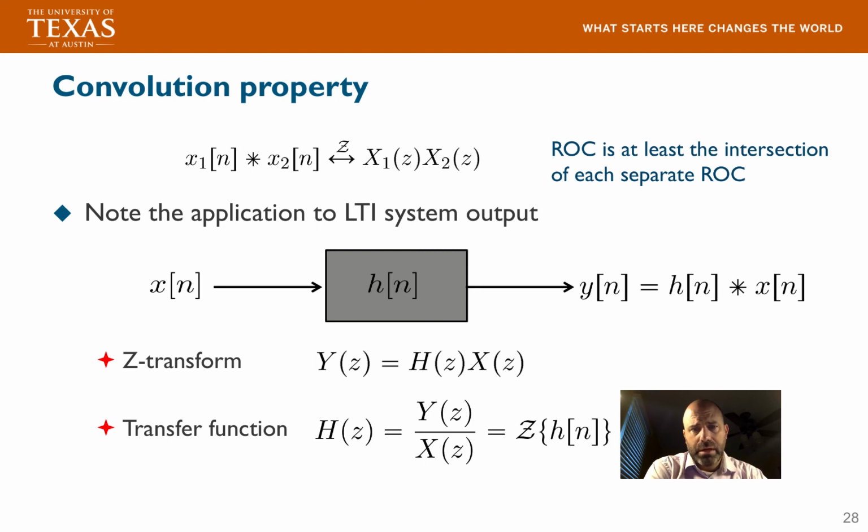That makes sense because the values of z where this converges have to be the values of z where x1 converges and the values of z where x2 converges. Now it's possible you could have a cancellation and the region of convergence could be larger, but the region of convergence won't be smaller than the intersection of the two.